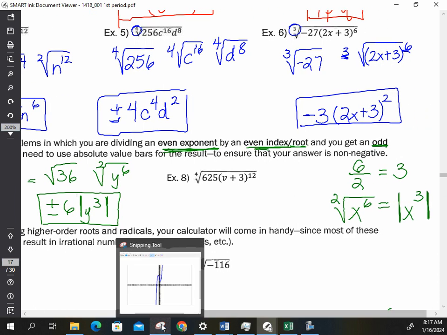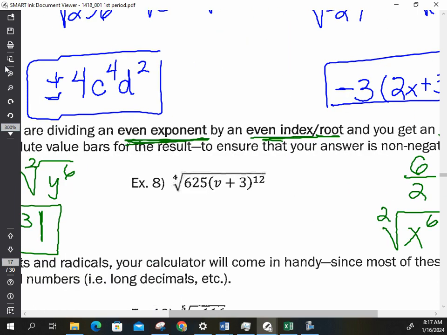And let's do another example of this type. The 4th root of 625 times (v plus 3) raised to the 12th power. So once again, I'm going to separate them. The 4th root of 625 is 5, so plus or minus 5. 4 goes into 12 3 times, so (v plus 3) raised to the 3rd power.